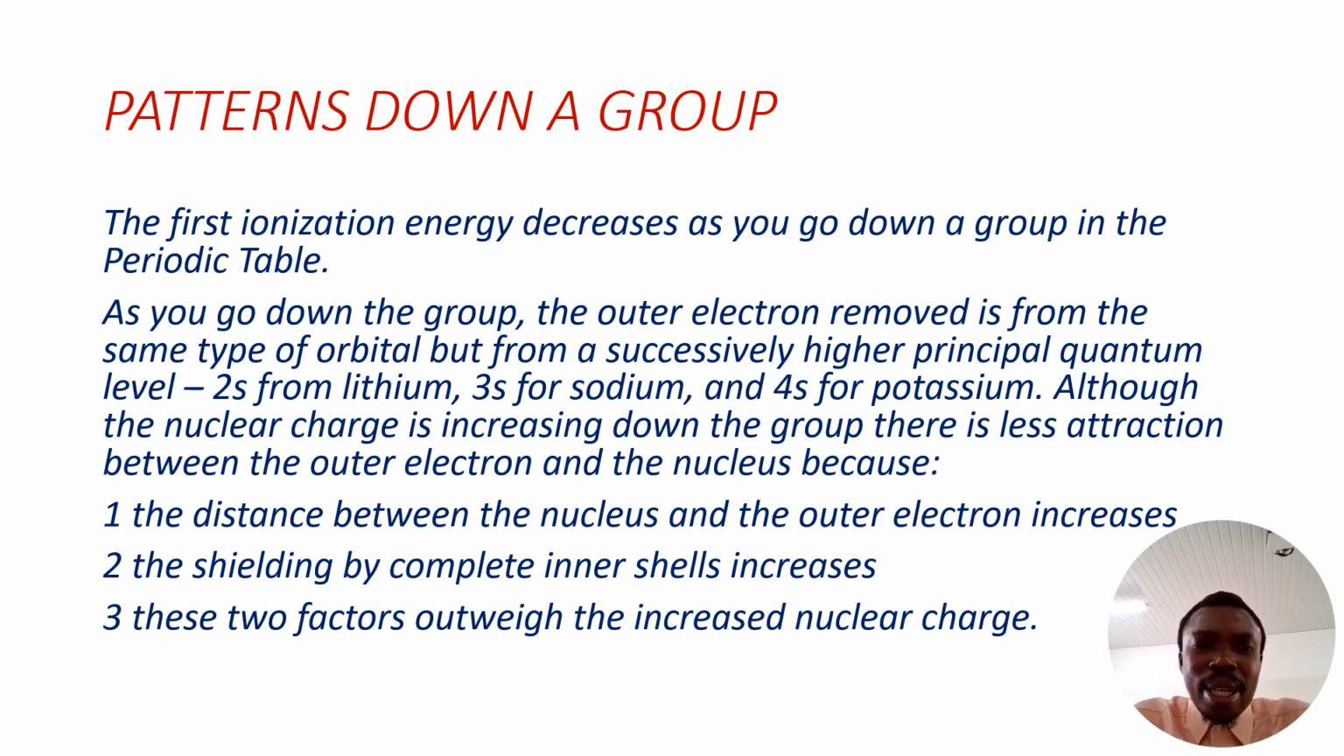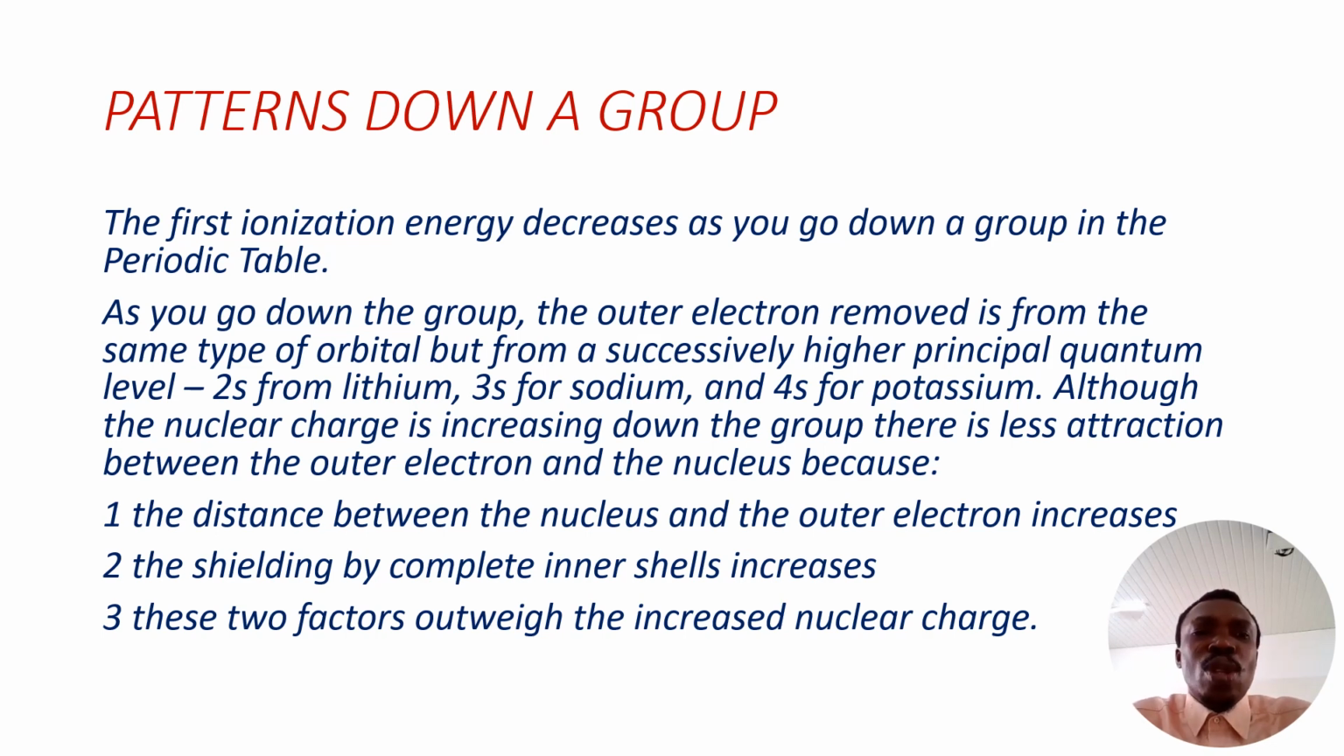But the distance between the nucleus and the outer electrons will increase, and the shielding by complete inner shells will also increase. So these two factors will outweigh the effect of the positive nuclear charge, despite the nuclear charge increasing down the group. So the ionization energy decreases as you go down a group in the periodic table.